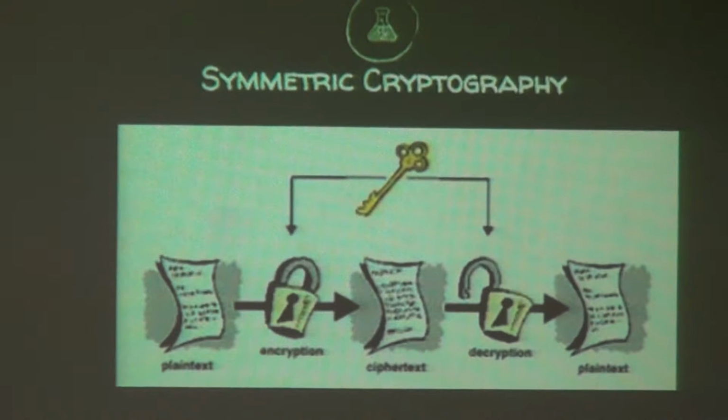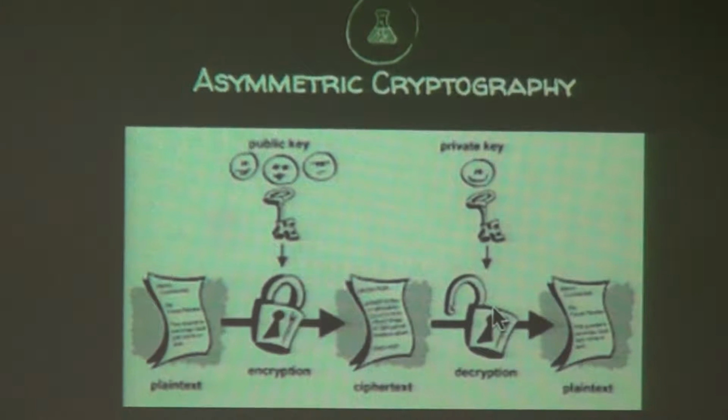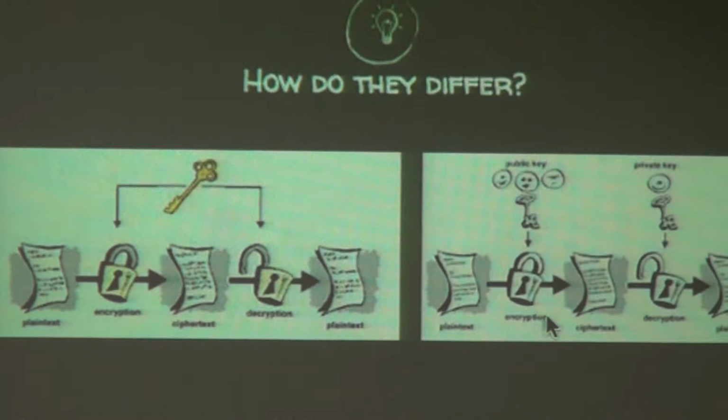For the symmetric cryptography, you have your plain text there. You encrypt it using some encryption process so that it will become a ciphertext. Then after that, if you want to go back to the original message, you use the same key in order to obtain the original plain text. And that's different from the case of asymmetric cryptography. We use two different keys, one for encryption and another key for decryption. So how do they differ? It's just basically the number of keys being used.